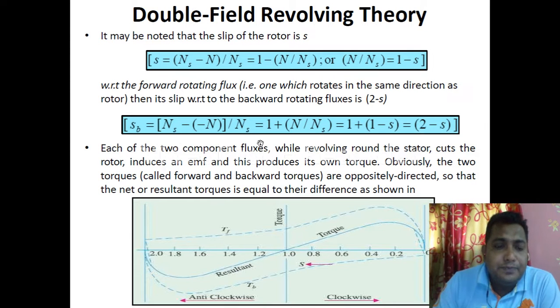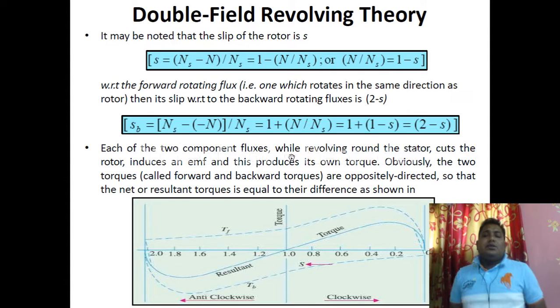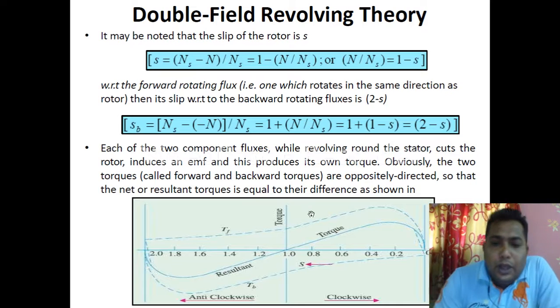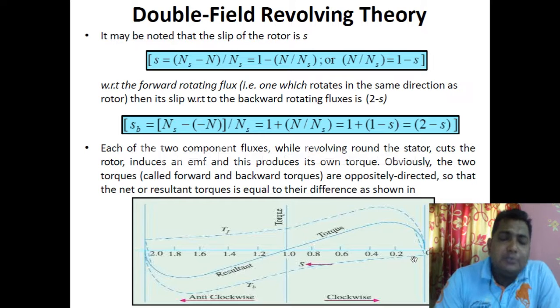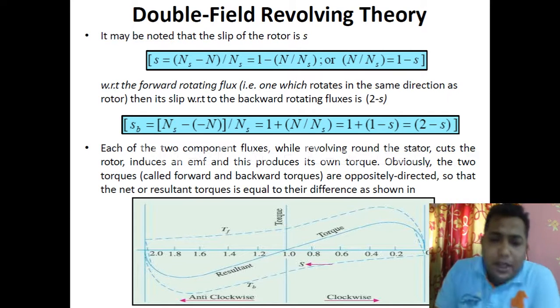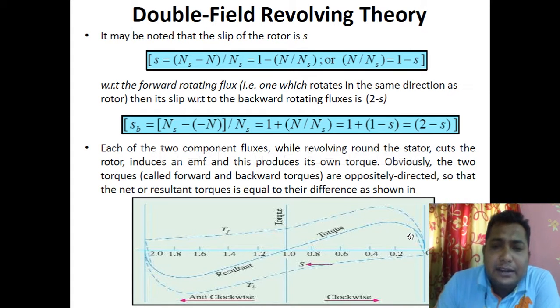So if these are the two slip values, here a very interesting characteristics curve is there. What is there in the characteristics curve? That is the slip versus torque characteristics curve. Now here in the x-axis we are considering the slip, and in the y-axis we are considering the torque.